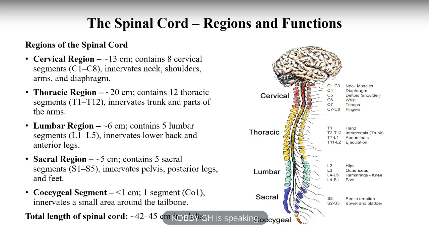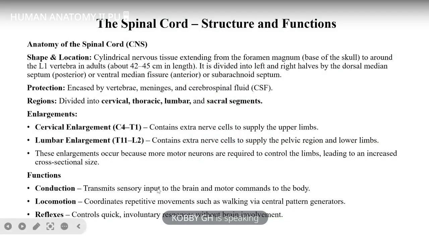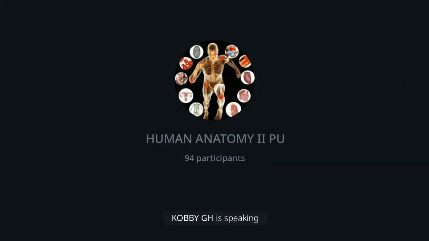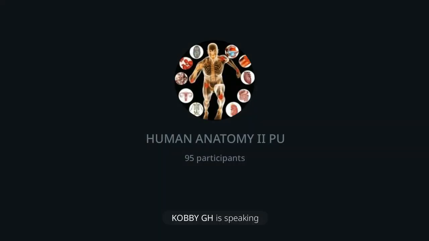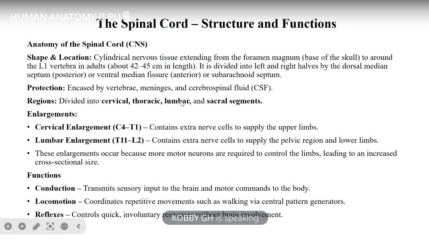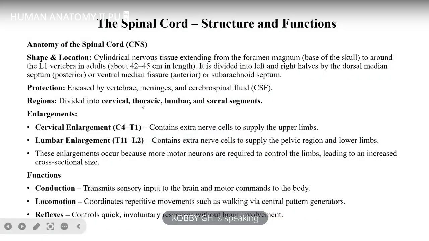In anatomy, we say that it is divided into regions. We have the cervical region, the thoracic region, the lumbar region, and the sacral region or segment. So we have the cervical segment, the thoracic segment, the lumbar segment, and then the sacral segment.